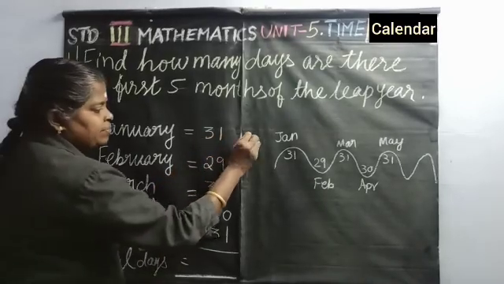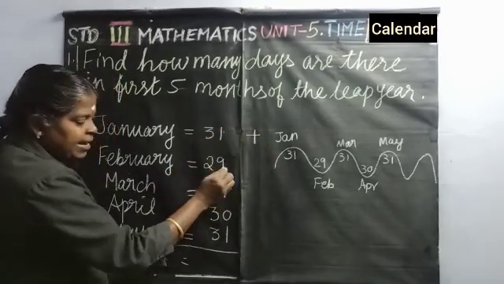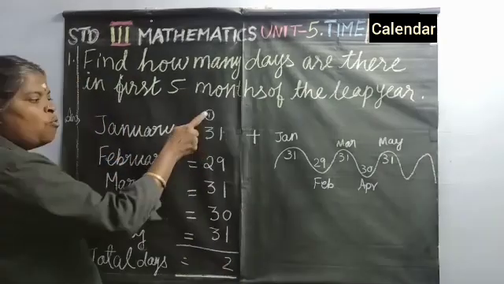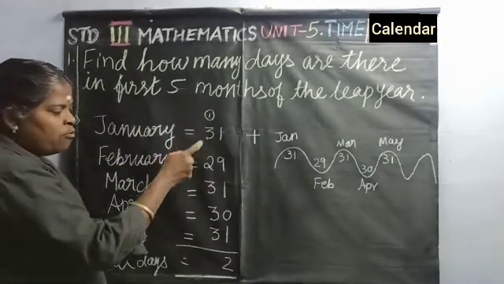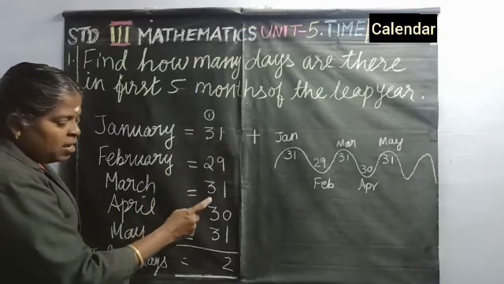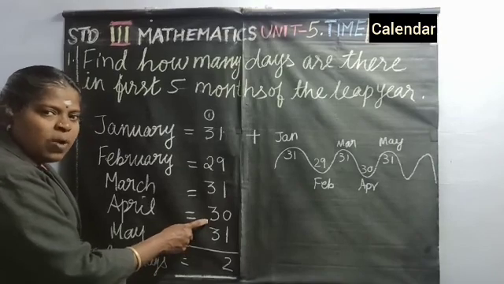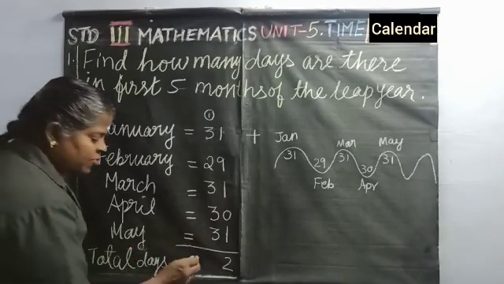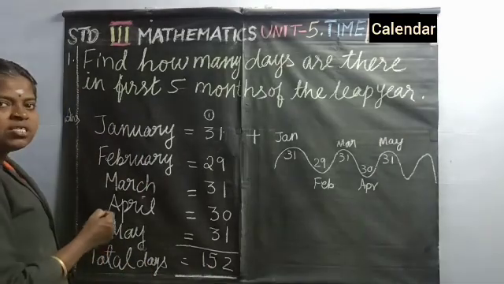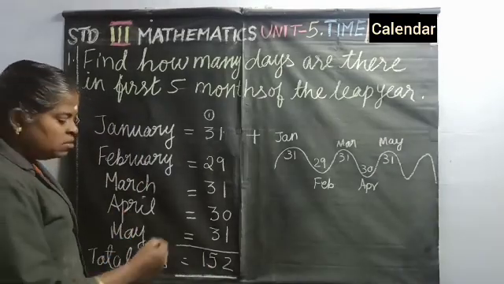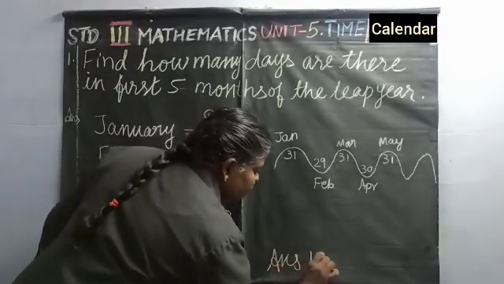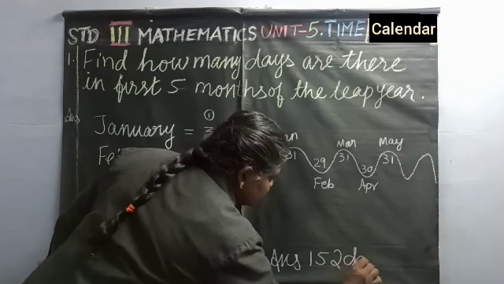Now we can add. 1 plus 9, 10, 11, 12. 2, carry over 1. 1 plus 3 is 4. 4 plus 2 is 6. 6 plus 3 is 9. 9 plus 3 is 12. 12 plus 3 is 15. So the number of days in the first 5 months of a leap year is 152 days.